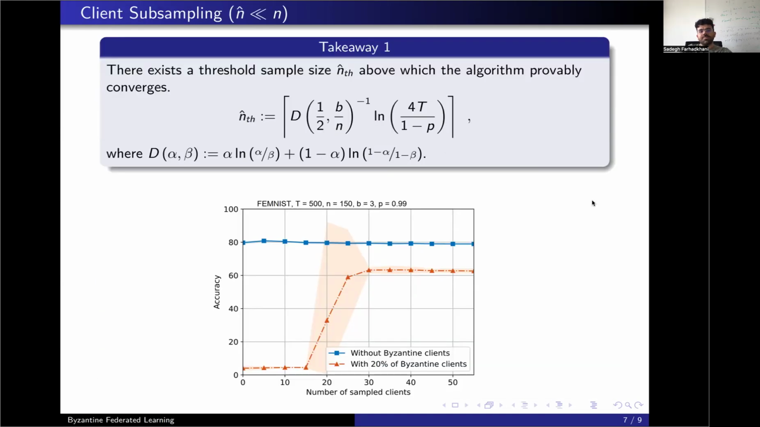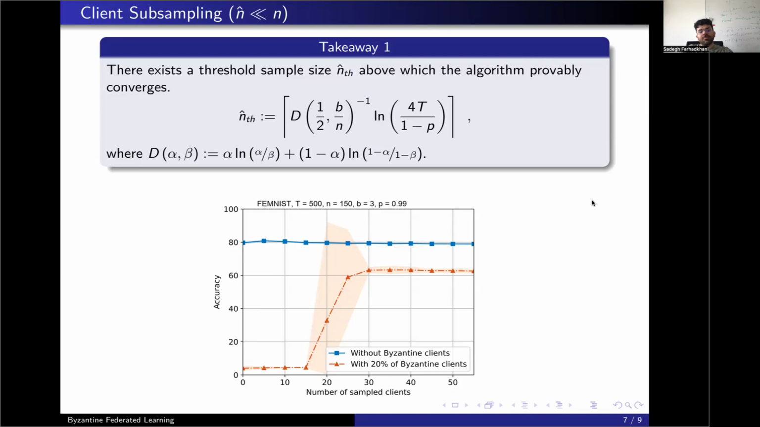Regarding client subsampling, the first message that we have is that in order to guarantee convergence, we need the sample size to be greater than a threshold value, which depends on the number of learning iterations in a logarithmic way. The reason is that if the sample size is very small, then with non-negligible probability, we are going to get a majority of Byzantine clients in some iterations, and it means that in those iterations, the Byzantine clients will get full control over the output of the aggregation function.